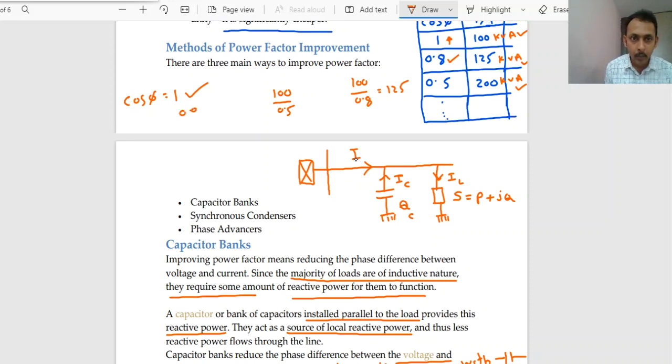You can maintain it up to 0.99 or 0.98 or 0.95, and we will take care to maintain it as close to 1 as possible. In order to improve the power factor, we can use capacitor banks, synchronous condensers and phase advancers.